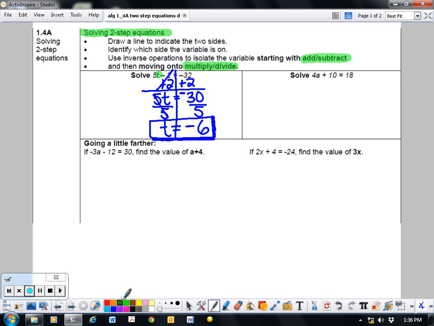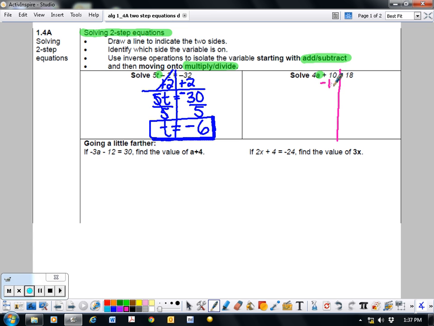Okay, so now looking at our next problem. Again, we draw our line to indicate our two sides. Let's do a different color here. Let's go to pink. So there's my two sides. And then I'm going to go ahead, where's my variable? Okay, my letter is A. There it is right there. And I'm going to get rid of everything on that side. So I have a 4 and a plus 10. And my rules say, get rid of addition, subtraction first. So on that side, I have plus 10.